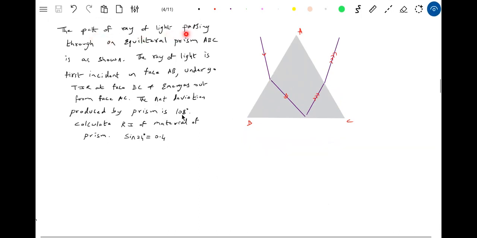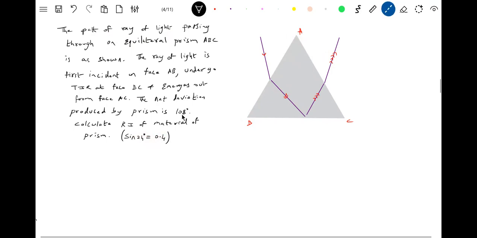The path of a ray of light passing through an equilateral prism ABC is as shown. The ray of light is first incident on the face AB, then undergoes TIR at face BC and emerges out from the face AC. The net deviation produced by the prism is 108 degrees. This is the incident ray, this is the emergent ray. You have to calculate the refractive index of the material of the prism. He has given some information: sine 24 is equal to 0.4.